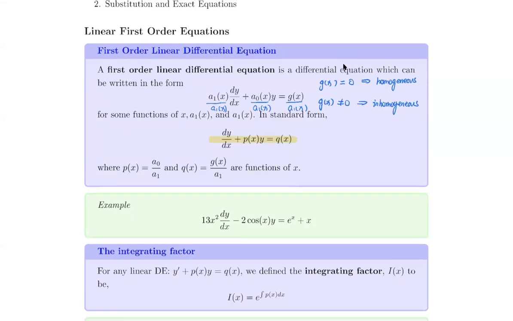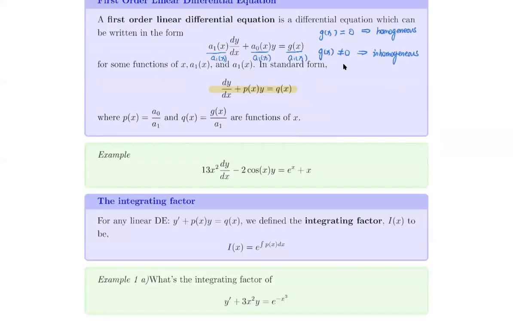Anyway, let's look at an example. So this is a first-order differential equation. As you can see, this part is your a1 of x. This whole thing is going to be your a0 of x. And this whole thing is your g of x. So my question is, is this ODE homogeneous or not? No, okay, this is not homogeneous. Now, can you write it in standard form?